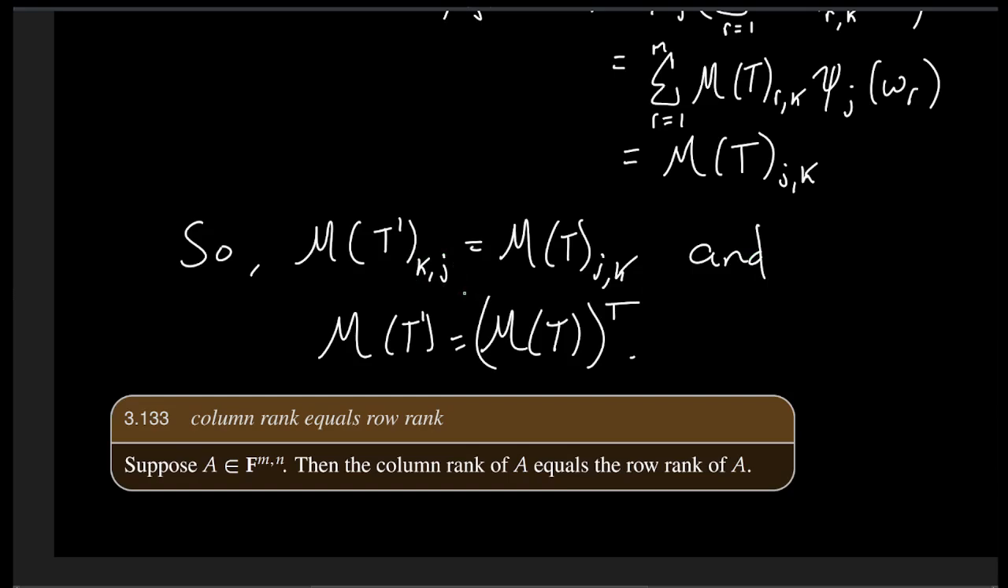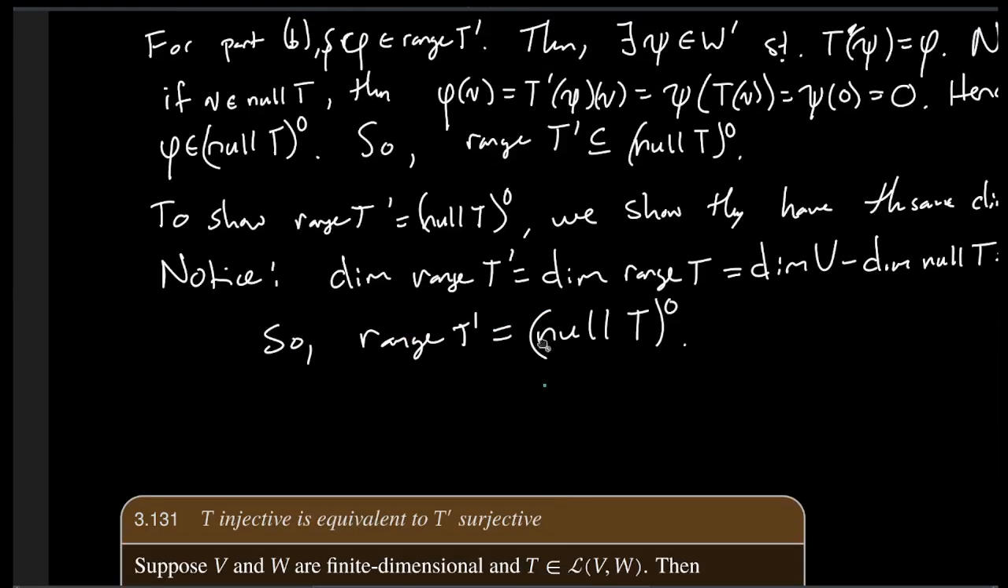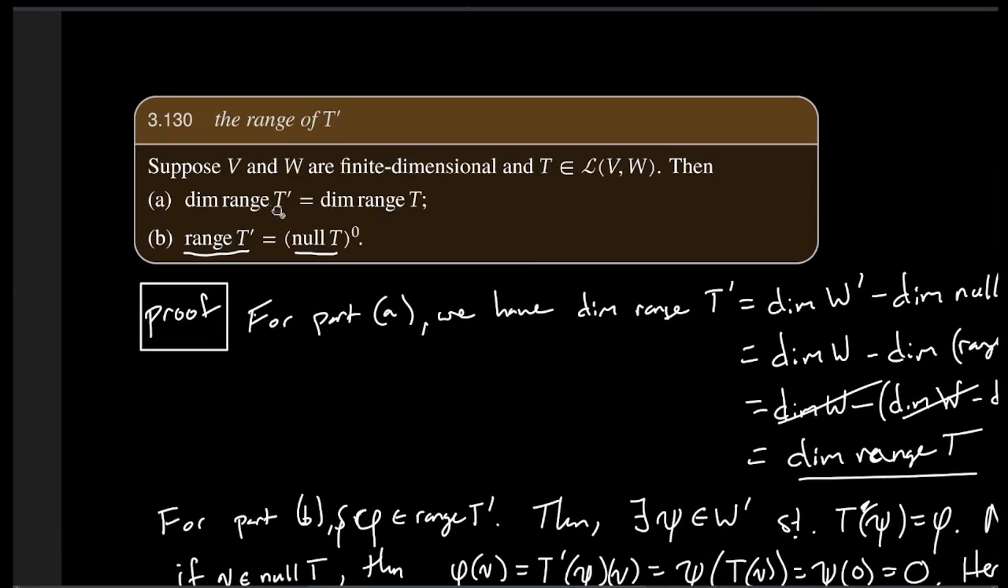Super cool. Easy enough. But hey, wait a second. This gives us an alternate proof of the fact that the column rank of A equals the row rank of A, since the dimension of the range of T prime and the dimension of the range of T are the same. Kind of cool. Kind of nifty, right?